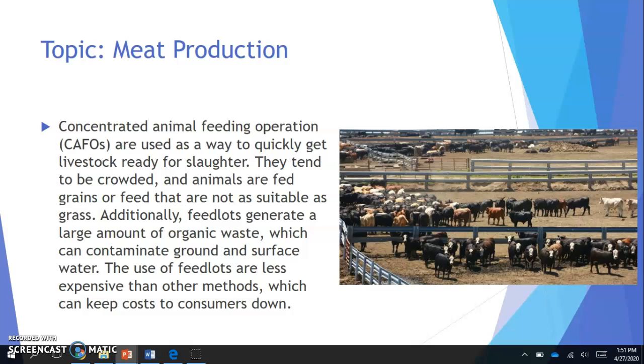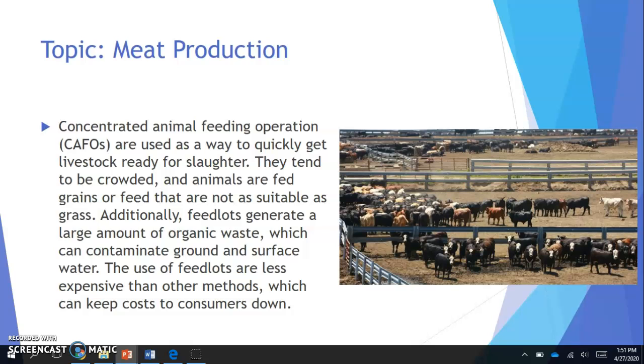So CAFOs are used as a way to quickly get livestock ready for slaughter. So they tend to be crowded. The animals are fed grain or feed that's not suitable as grass. So typically they're fed things that they wouldn't eat in their normal diet, which can cause issues with the animals. They generate a large amount of organic waste, so aka urine and feces, which can contaminate ground and surface water. And then they're less expensive than other methods, which keeps costs to consumers down.